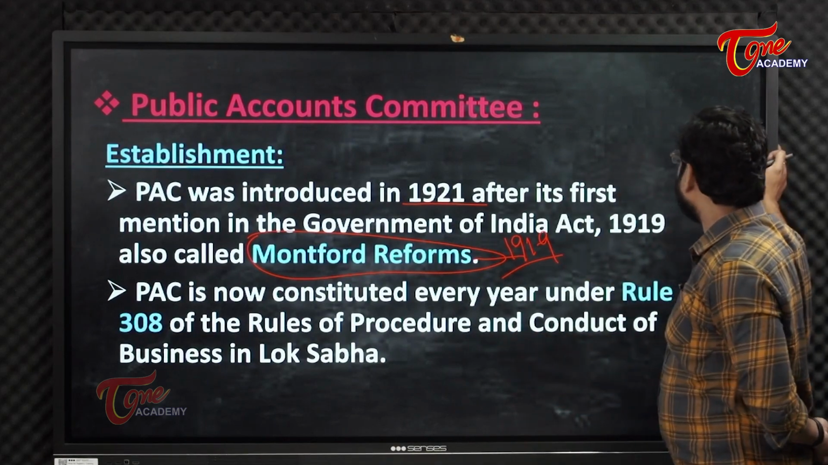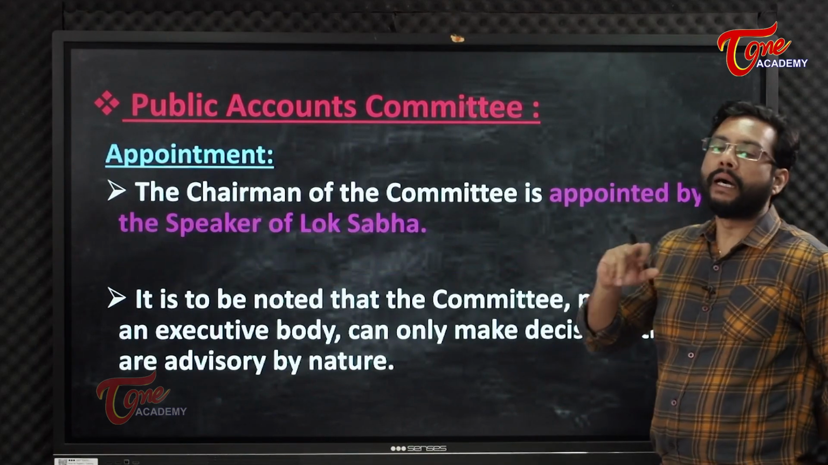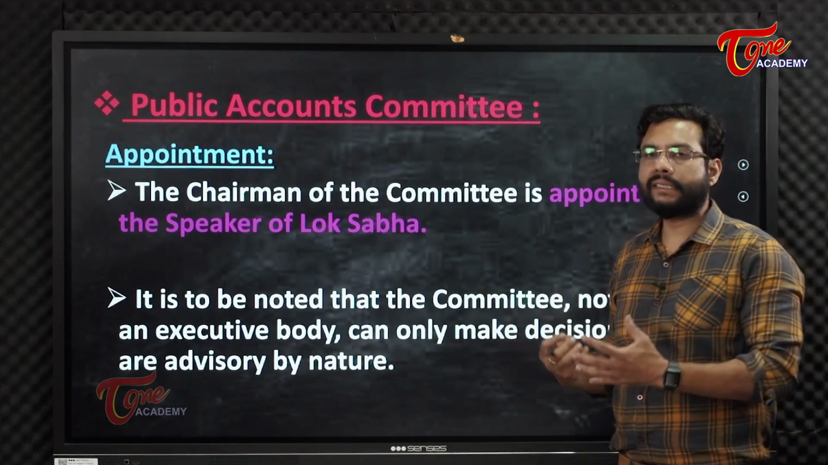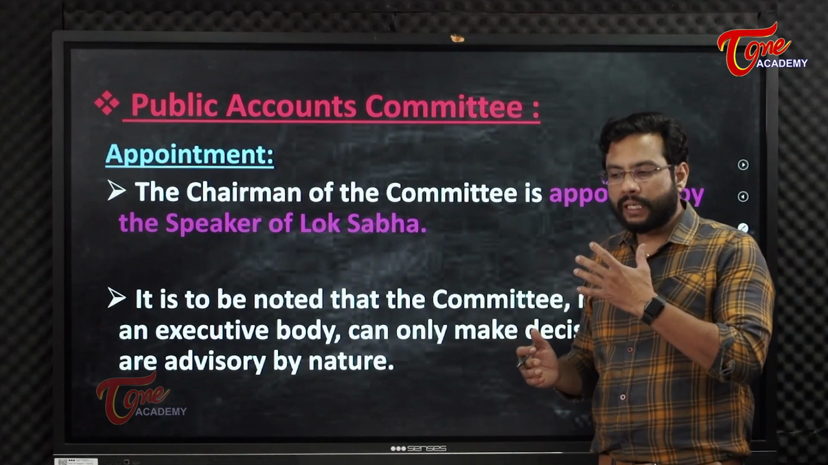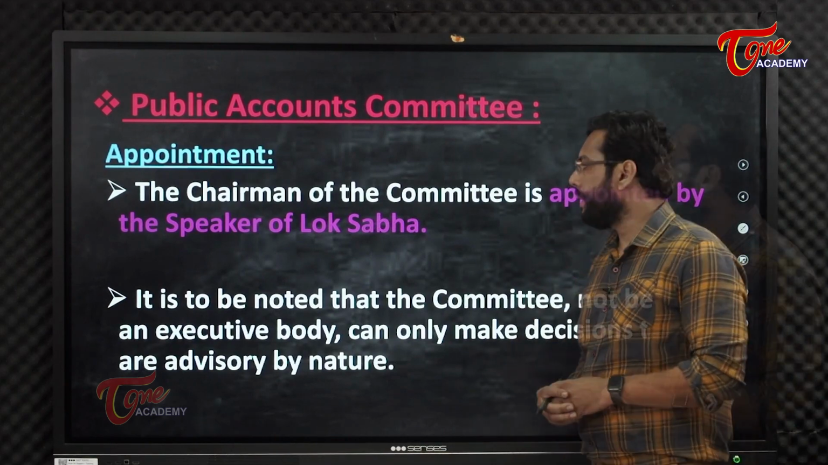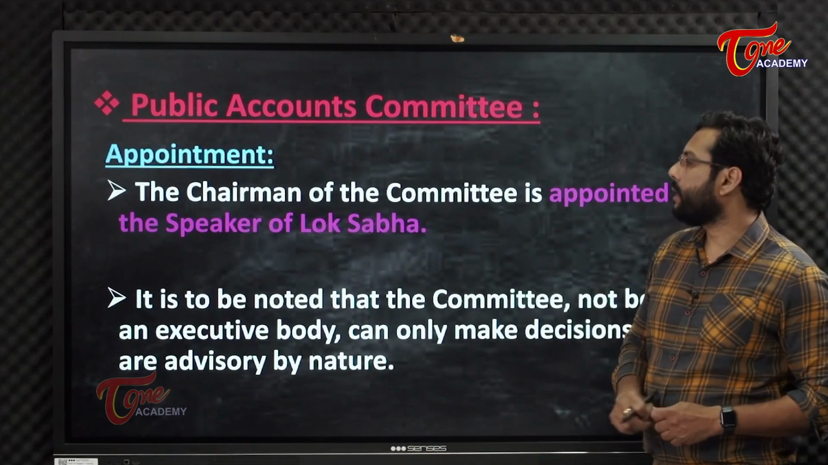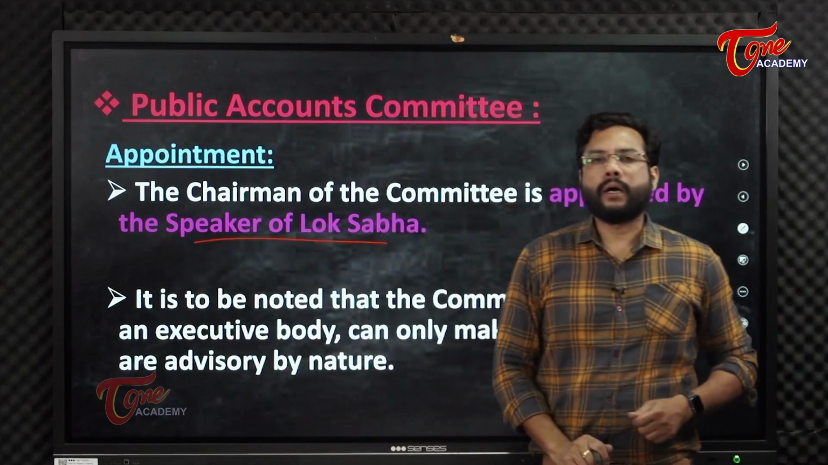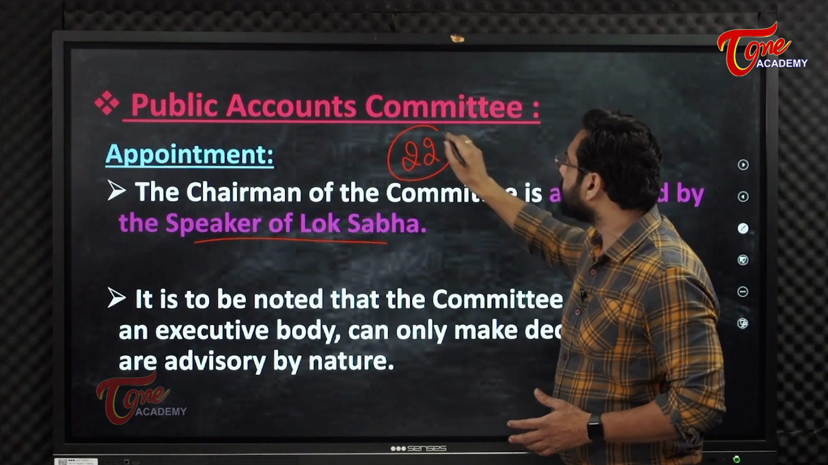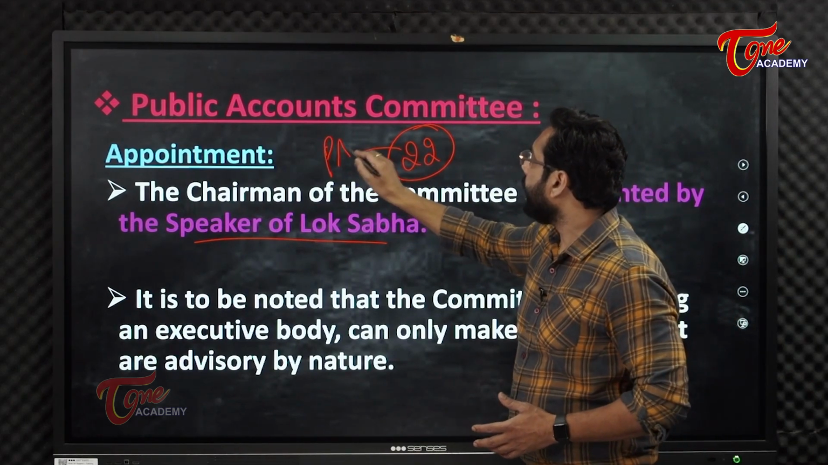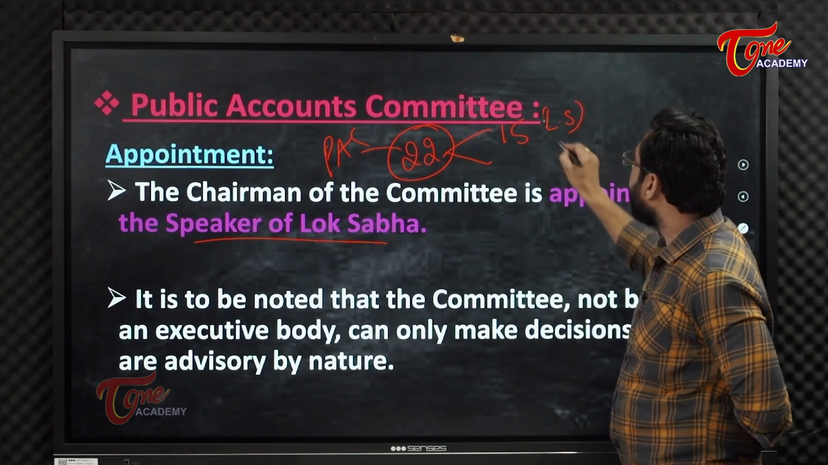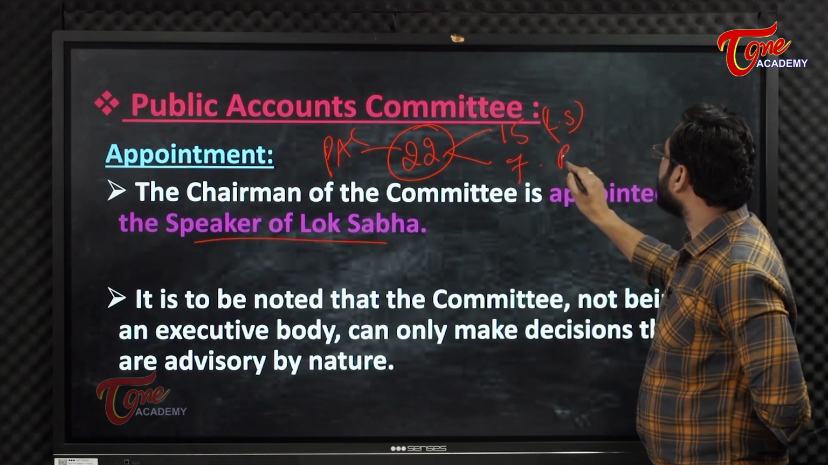So in 1921, on the basis of the report of the Montague-Chelmsford reforms, it was necessary to constitute a committee which would study in detail the expenditure, appropriation, or matters regarding the revenues of the government. The chairman of the committee is appointed by the Speaker of the Lok Sabha. We generally have 22 members in total in the Public Accounts Committee. Of the 22 members, 15 are drawn from Lok Sabha and 7 from Rajya Sabha.